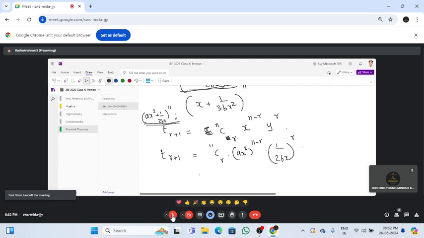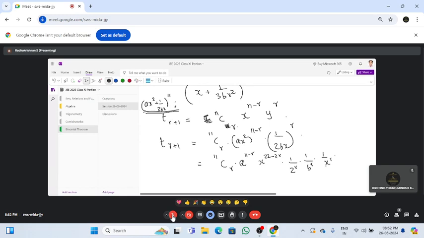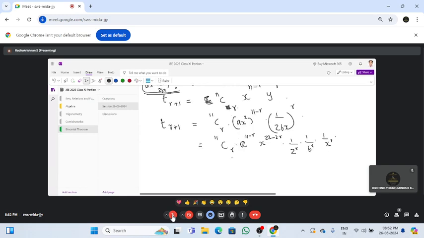Right? So now do some algebra simplification. a power 11 minus r, x power 2 into 11 minus r, I can write it as 22 minus 2r. This comes to 1 by 2 power r, 1 by b power r, 1 by x power r. Comes like that. Now what I will do, I will remove all the constant terms, put all the constant terms in the front, and keep only the x terms in the end.